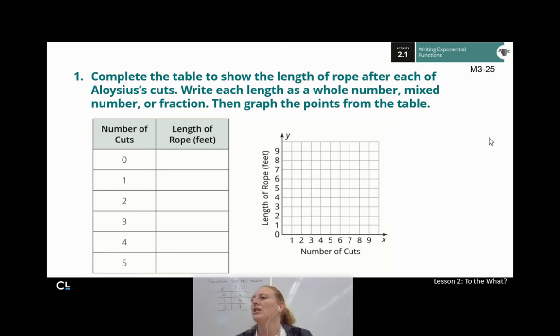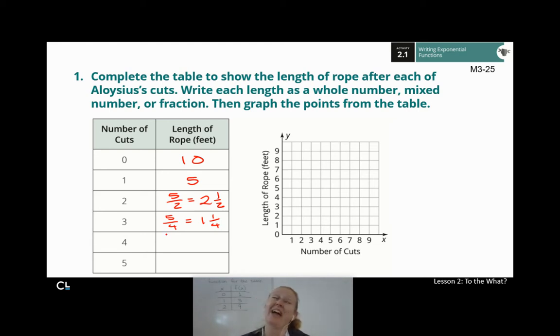Are you ready? So we started off with 10 feet of rope. There have been no cuts made yet. Of course, after one cut, we cut that in half, so it's 5. Cut it again, and you get 5 halves. If you don't like writing it that way, you're welcome to write it as 2.5. If we cut that in half, we get 5/4, which is 1.25.